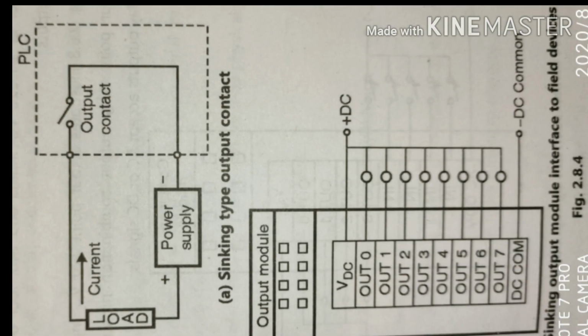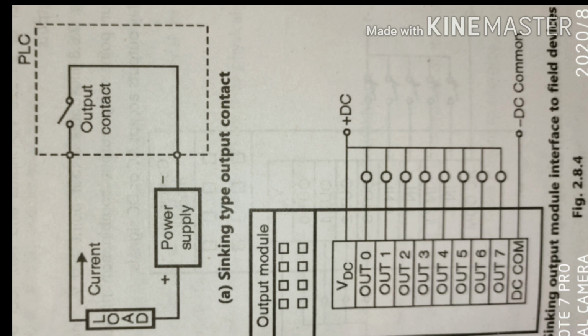So the next one is the sinking and sourcing of the output module. Okay, so the DC output module is similar to the DC input module, and is available in sinking and sourcing configuration, as shown in the figure. There is one figure of A, the sinking type output module connections. Okay, B is the sourcing output module interface to the field devices. The first one is the sinking output module.